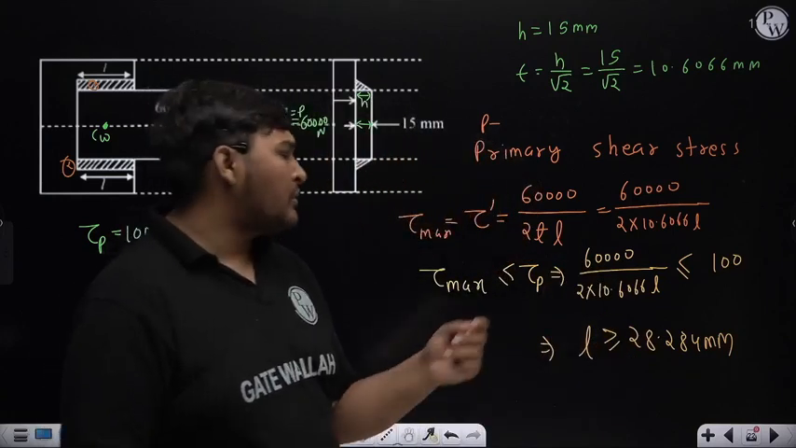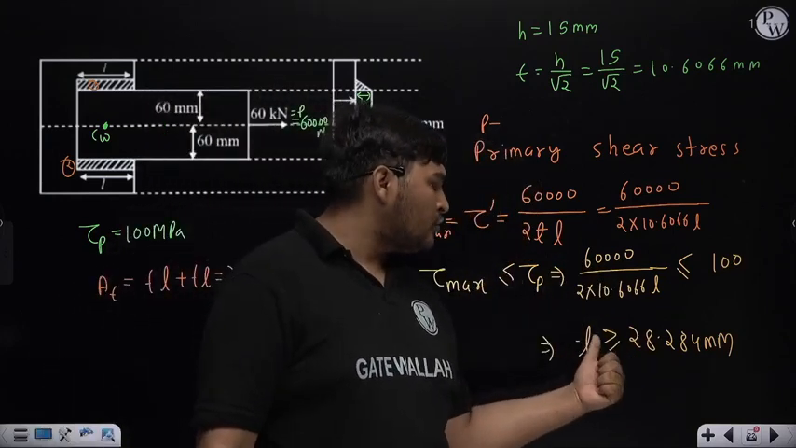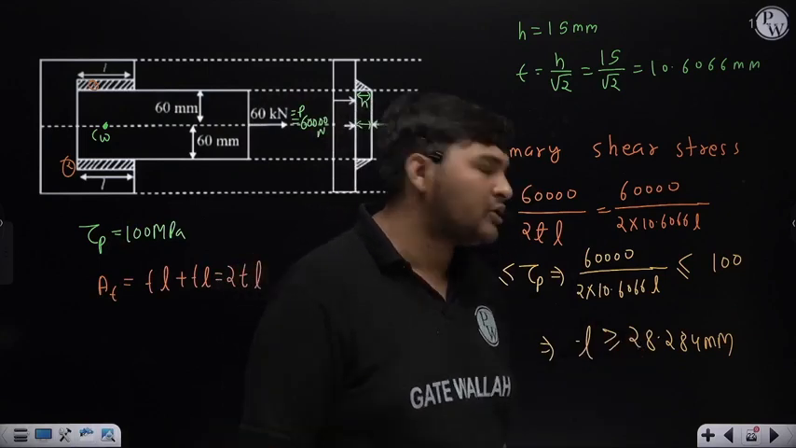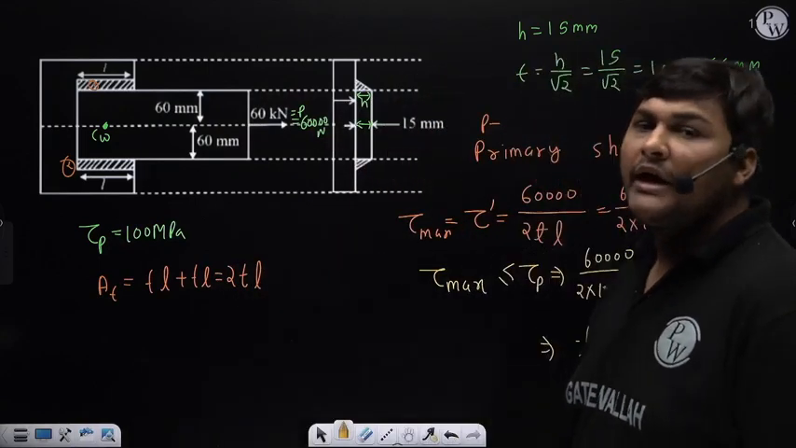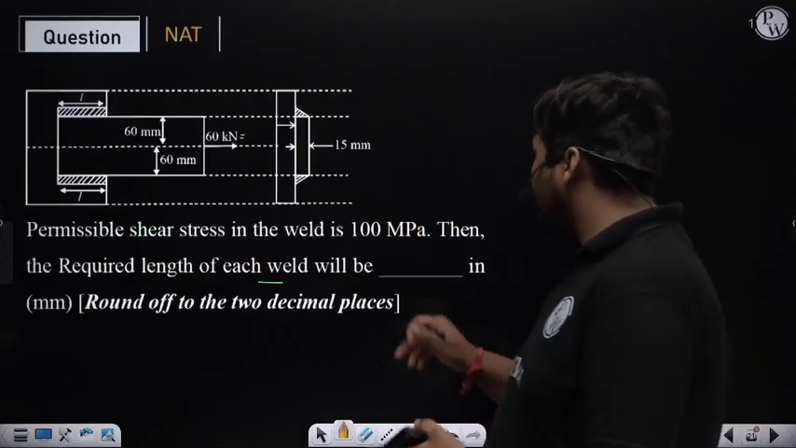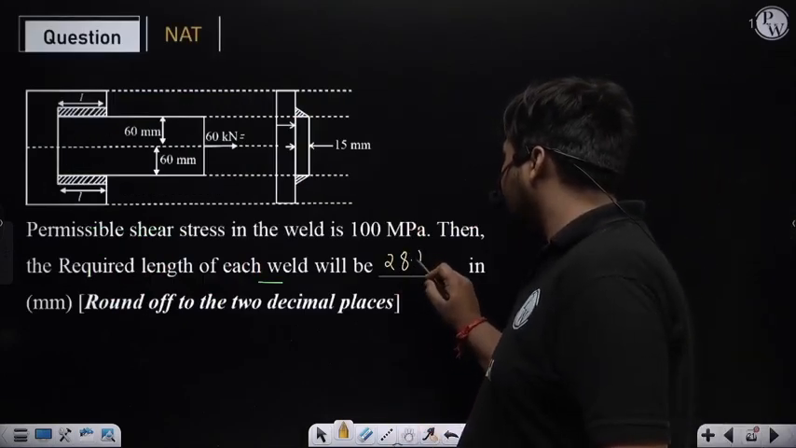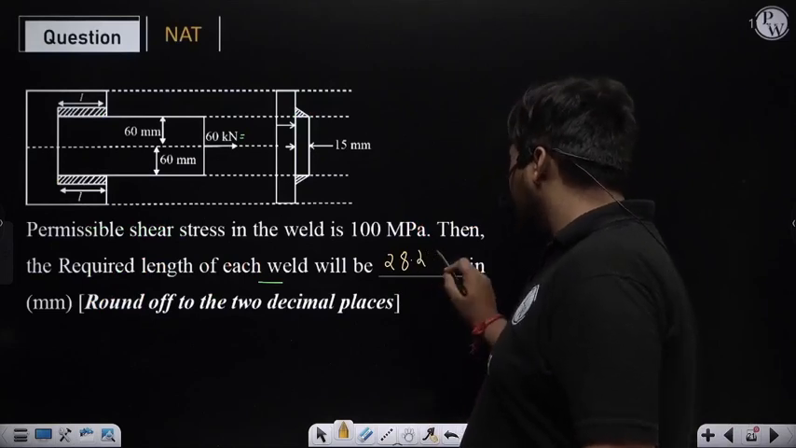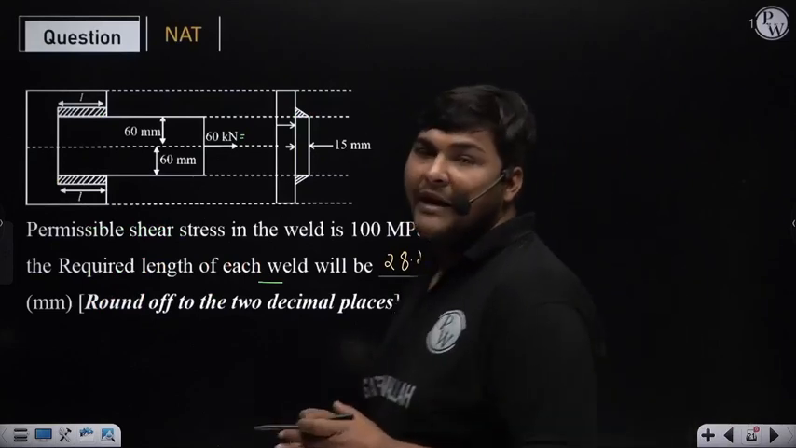But to give the limiting value, use the equal to sign, and with the equal to sign it is coming 28.284 mm. So the limiting length of each weld is 28.284. Okay, so this is the analysis of symmetrically loaded parallel fillet weld.